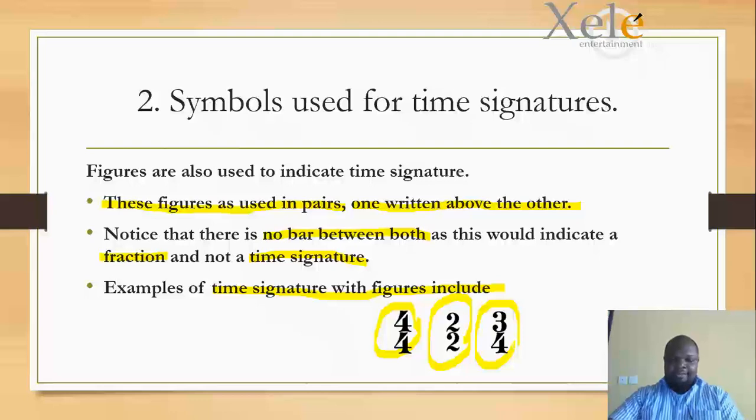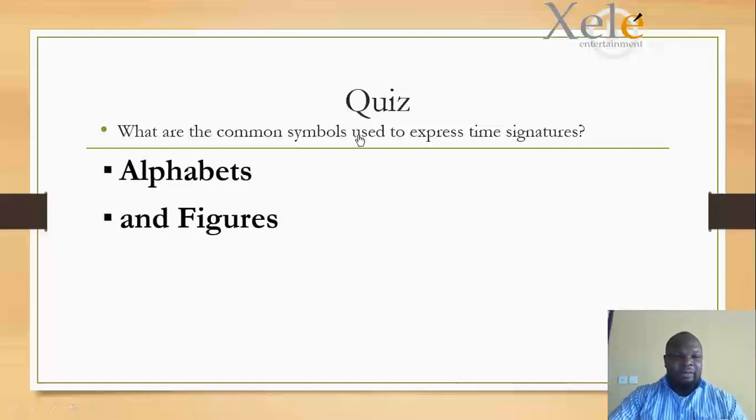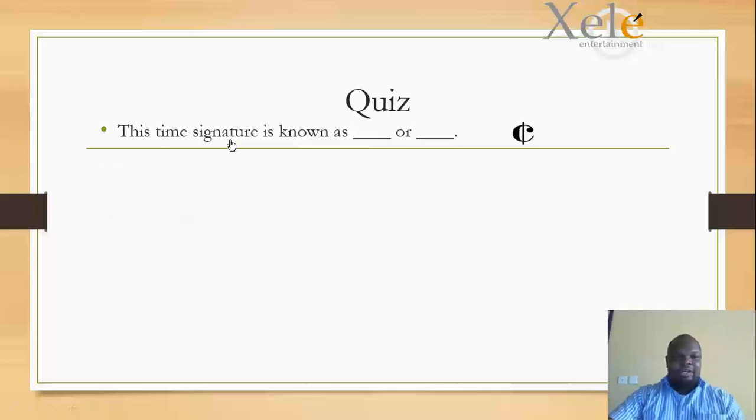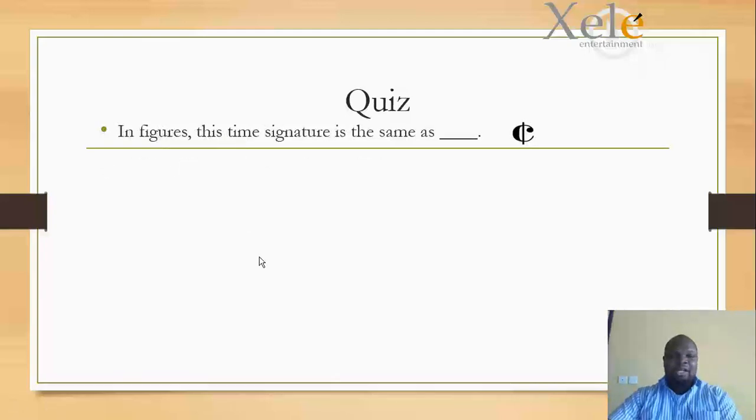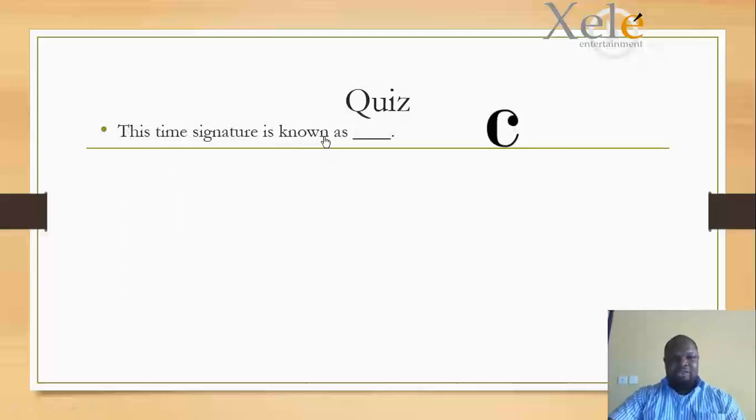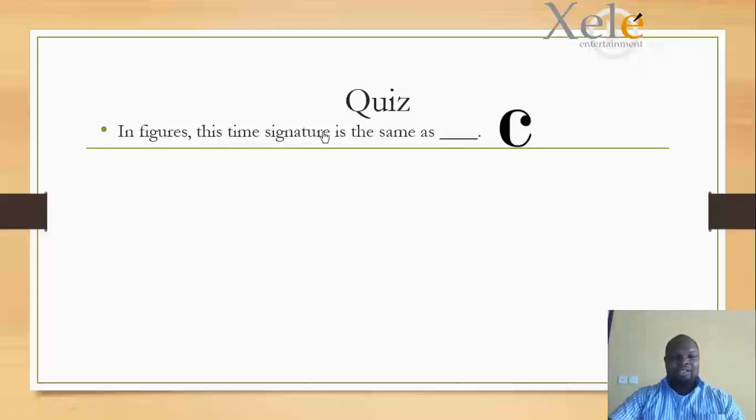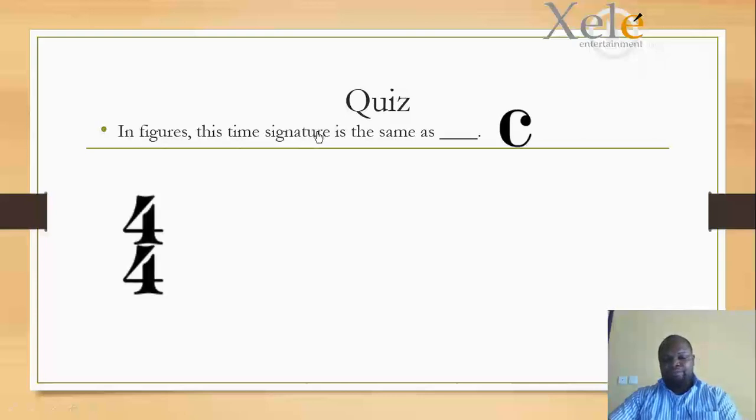Just before we go to the summary, what are the common symbols we use to express time signatures? We use alphabets and figures. This time signature we said is known as the cut time or the alla breve, and it is equivalent in figures to a 2-2. This time signature is known as the common time, and it is equivalent to a 4-4.